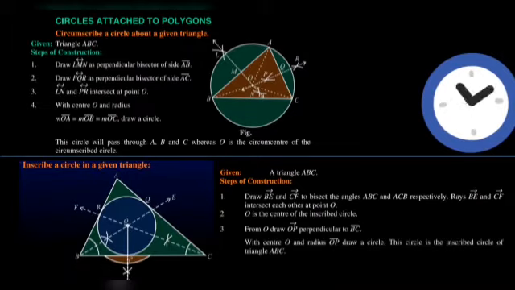Next, we have circles which are attached to other polygons. Suppose I have a circle and it is attached to a triangle. The question is to circumscribe a circle about a given triangle. I am given the triangle ABC. First of all, I shall draw LMN as the perpendicular bisector of side AB.